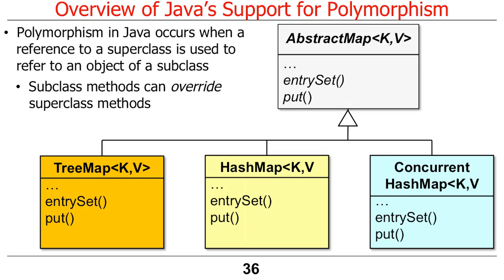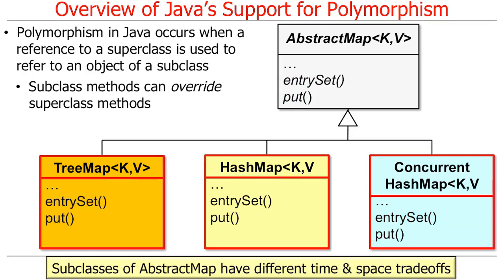For example, the AbstractMap class in the Java Collections framework contains methods that can be overridden by concrete subclasses, such as TreeMap, HashMap, and ConcurrentHashMap. In particular, the put and entrySet methods in AbstractMap can be overridden to define different mechanisms for associating values with keys in a map and returning a view of the mappings contained in a map, respectively.